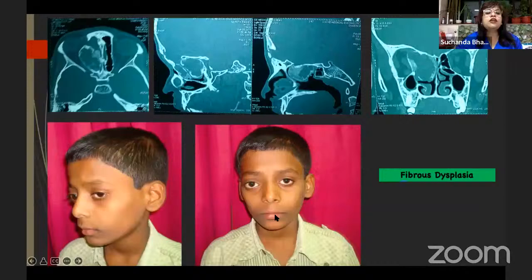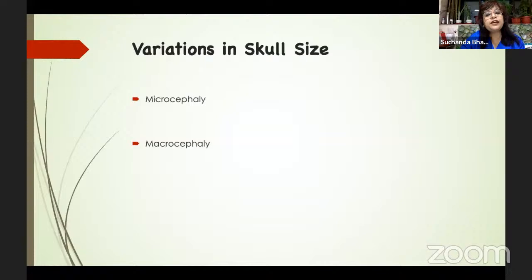This is another case of an ethmoidal fibrous dysplasia. This is the post-op picture, actually. Pre-op, he had an expanded nose and this was a huge encapsulated one. We had to operate on him 3 times, and now he's 21 years old and he's studying engineering. So variations in skull size, what we have is microcephaly, that is decreased, or macrocephaly.